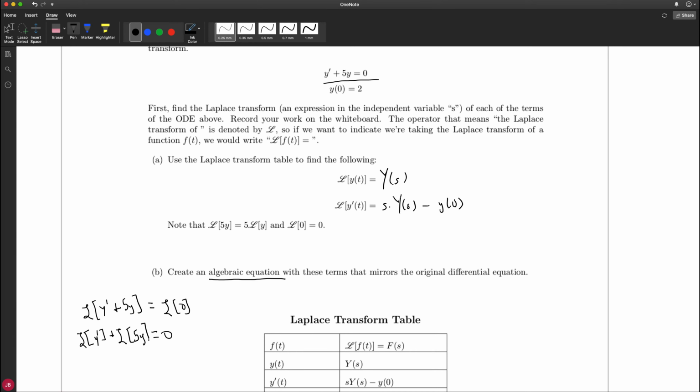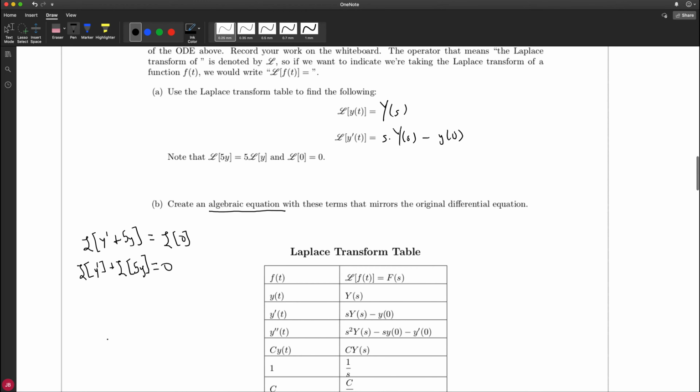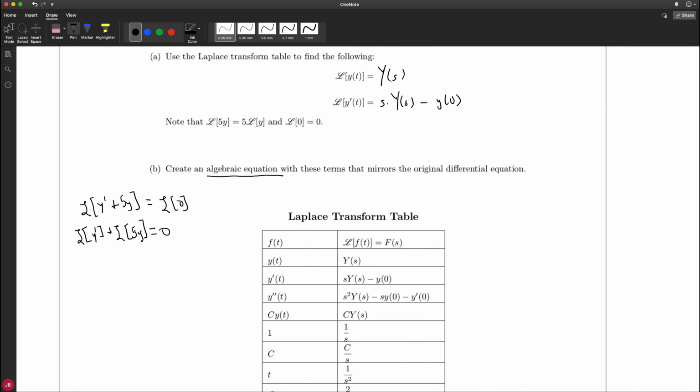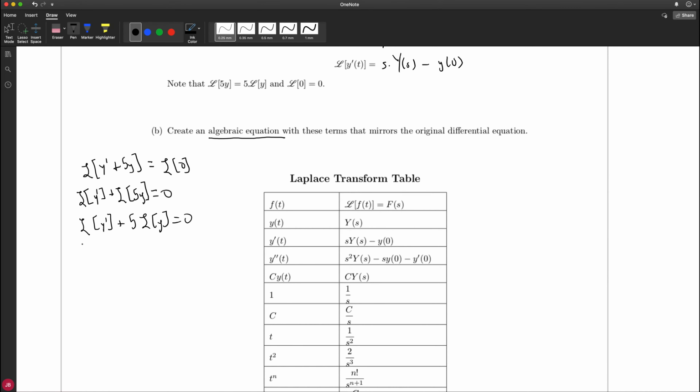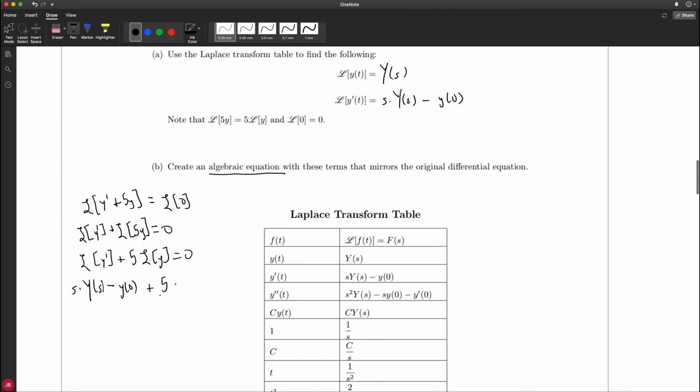And linear also means that I can factor out multiplicative constants. So I get L of y prime plus 5 L of y equals 0. And that's this remark right here, right? So this is essentially what linearity gives us. And now L of y prime, I know what that is. That is s times capital Y of s minus little y of 0, plus 5 times, now L of y, that's capital Y of s.